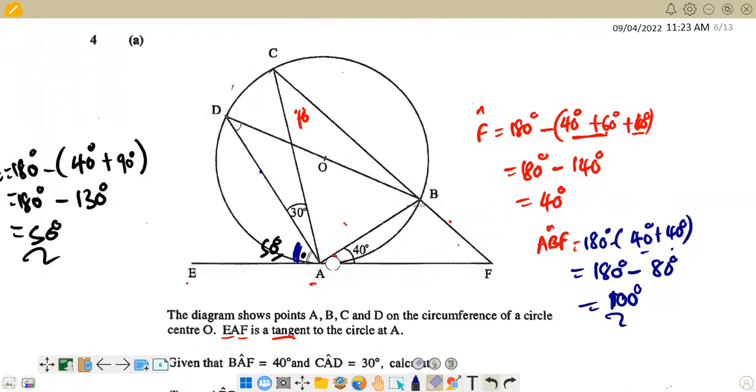But remember your 50 degrees, guys, that one that I showed here. I'm just going to work with that one. Remember, this was 50 degrees here. I want to work with this angle. This is the angle that we want to find, this one at B.